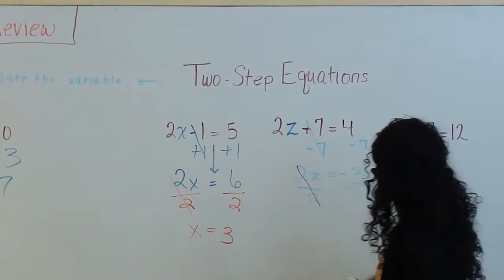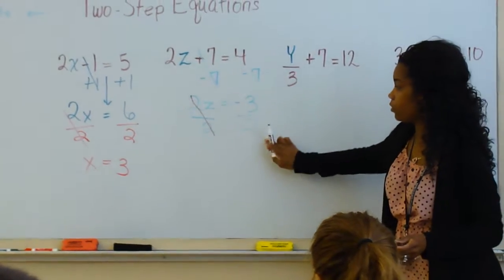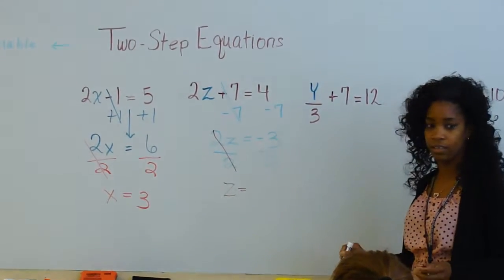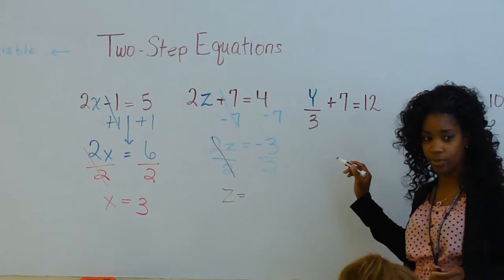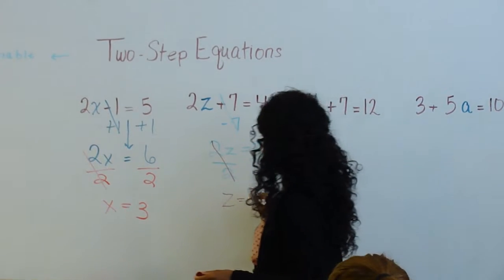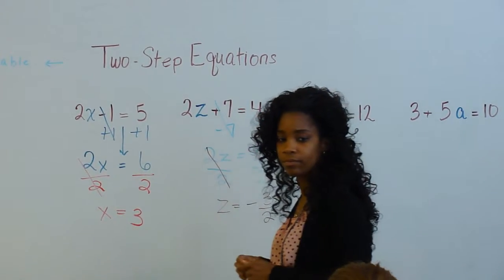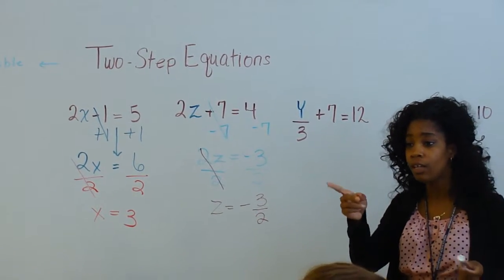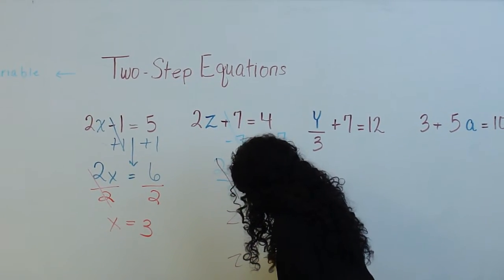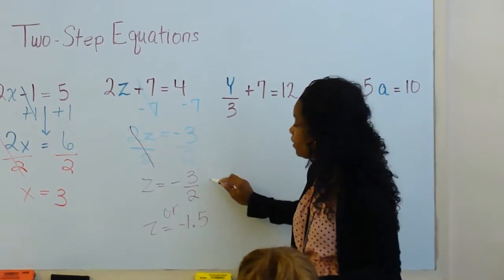Now we can't reduce this, right? -3 over 2 is already in its lowest terms. So we're just going to bring down the z, and then what's this? -3 halves. Just -3 halves, because we leave it like it is. Or we can do 1.5, so z equals -1 point what? 5. Thank you. So either one is acceptable.